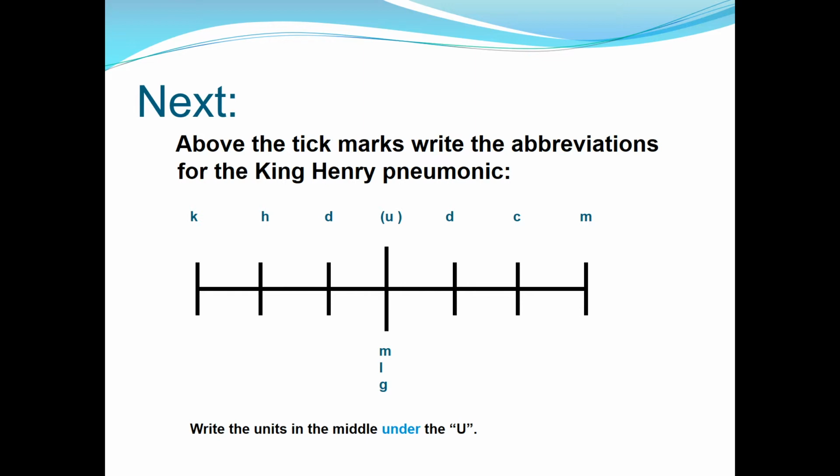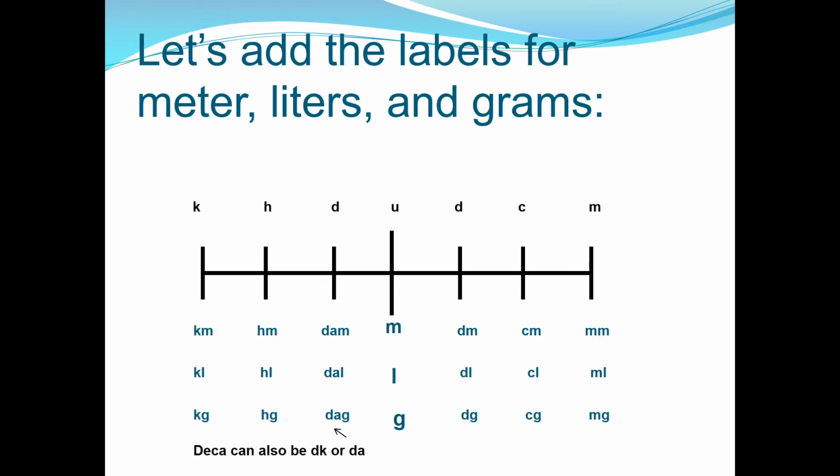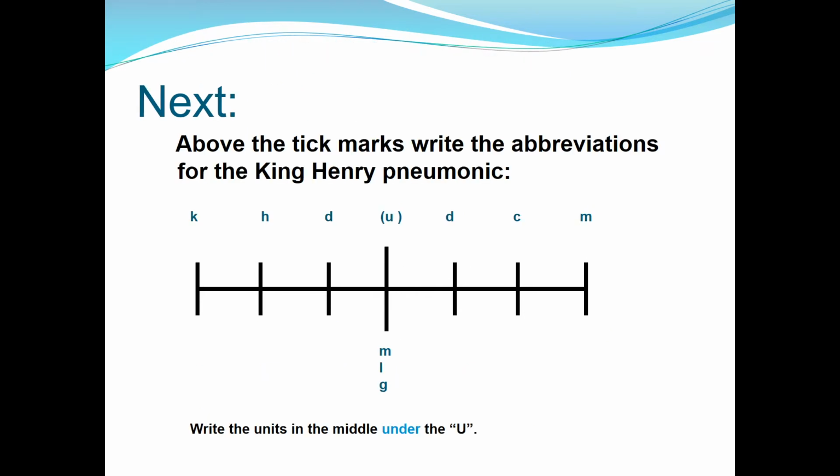So the U is going to stand for unit, or your base. So we would write, like, for meters, we put M under the unit. Liters would be under U, and grams would be too. And then we have kilograms, the K. We have hectograms, decagrams, then just grams, then decigrams, centigrams, and milligrams.